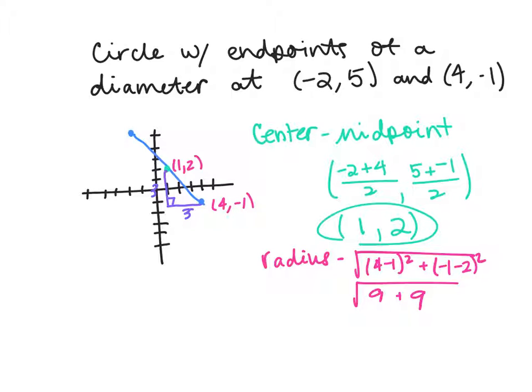So in this case, we said it was 3 squared, which is 9, plus 3 squared, which is another 9. So we know our radius is root 18, which if we wanted to simplify, that would be 3 root 2, either way.